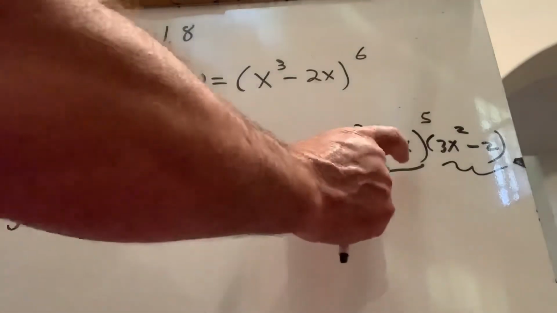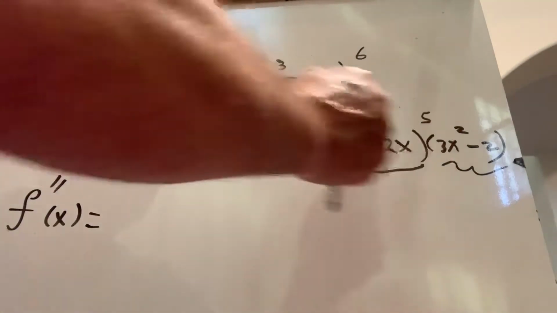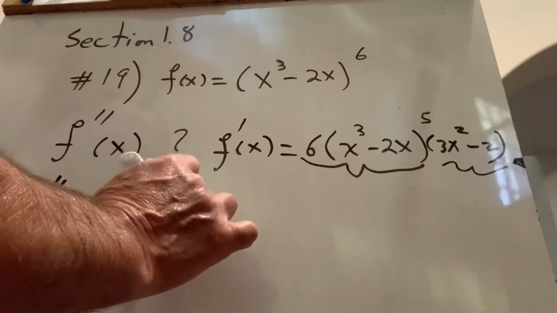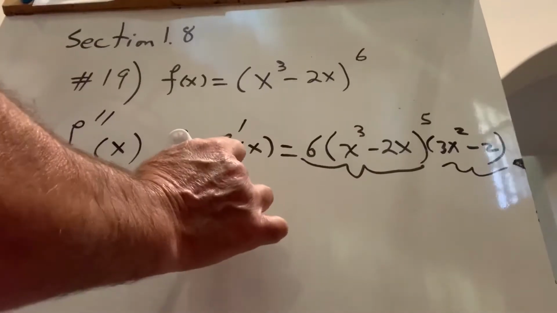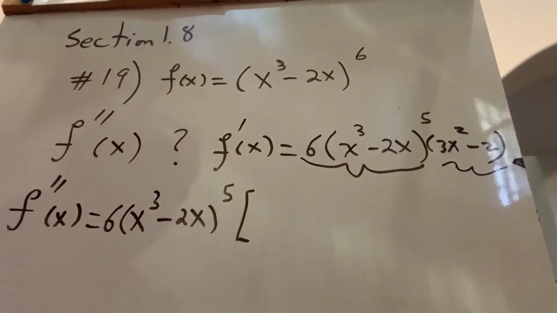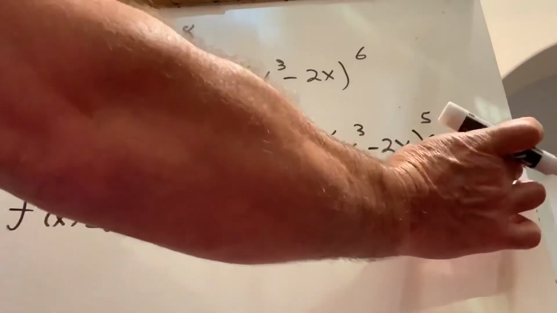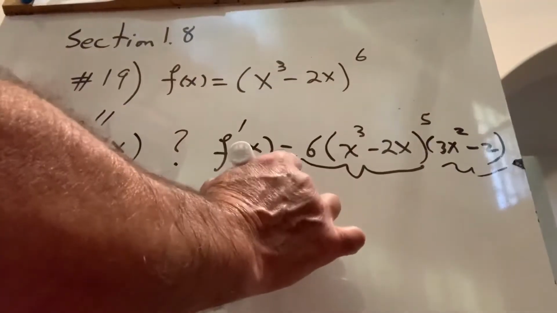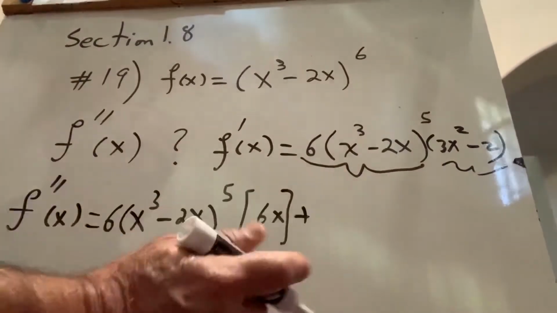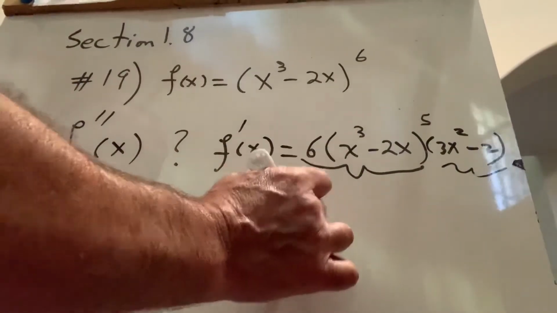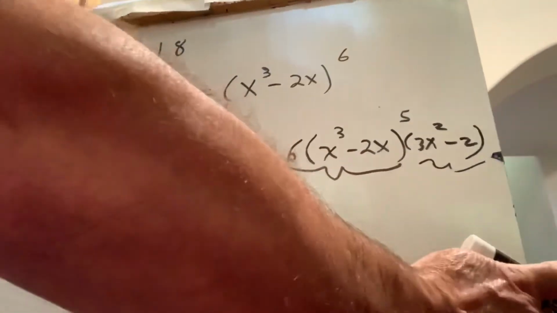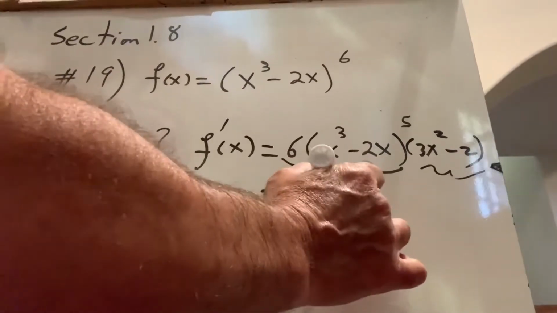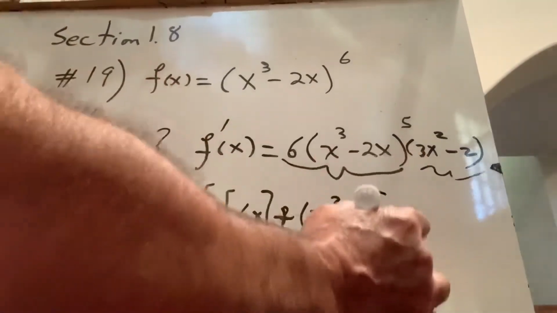So by the product rule, the derivative of a product of two functions is the first function times, I'm going to put the derivative inside the brackets, times the derivative of the second function. And of course, the derivative of 3x squared minus 2 is just 6x. And don't forget the second half of the product rule that says plus the second function, which is 3x squared minus 2, and then times the derivative of the first function.